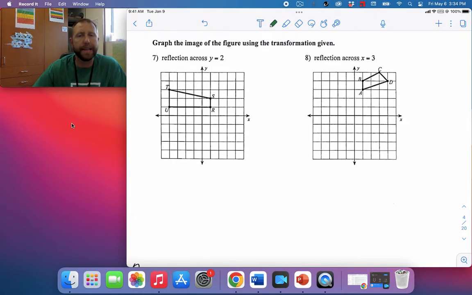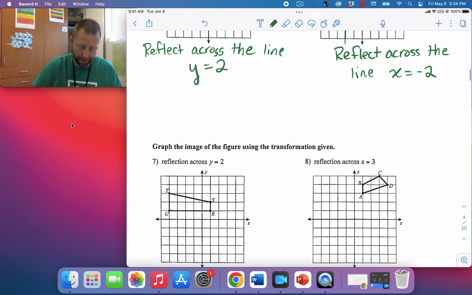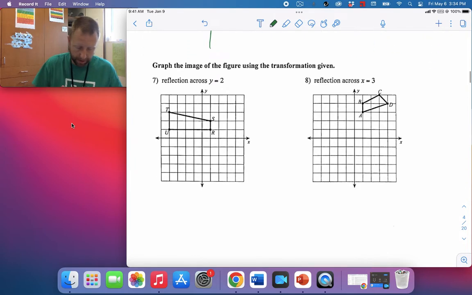For these, they give us the shape, they give us the rule or the transformation. We just have to actually do it. The first thing you want to do for a reflection is draw where the line of reflection is. So in this case, for number 7, I'll do this one, and then you'll try number 8. It says y equals 2. Okay, well, gee, that looks familiar. We know where y equals 2 is. It's right here.